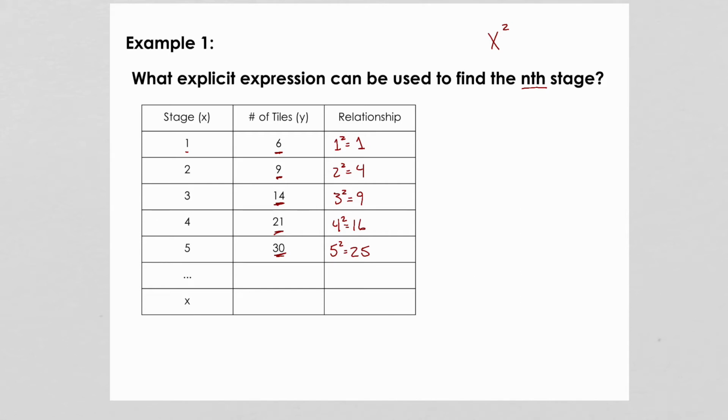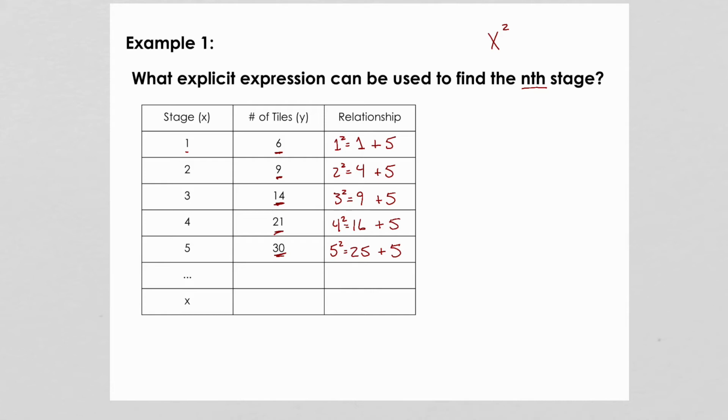And the answer is, I'm thinking, if I add 5 each time, that's going to work, right? 5 plus 1 is 6. If I add 5 here, 5 plus 4 is 9. All right, same thing here. So each time, if I add 5, I get to my y term, my number of tiles.